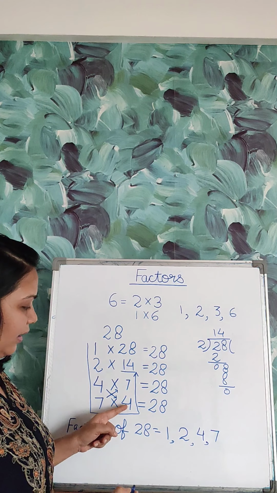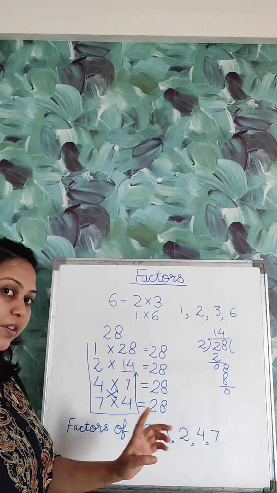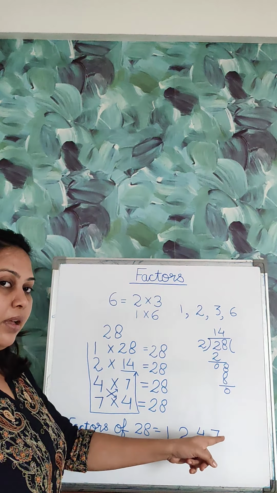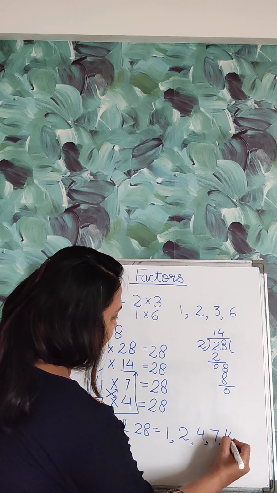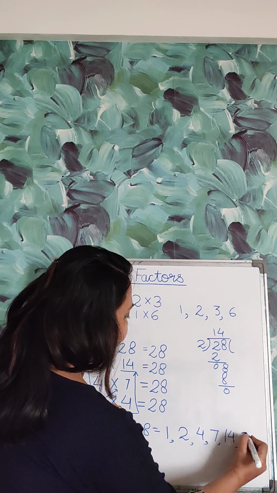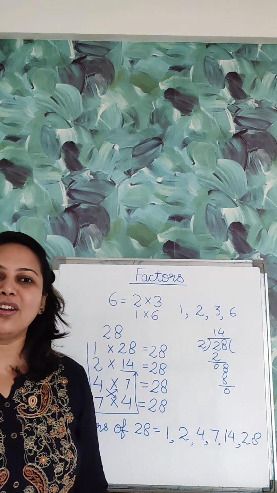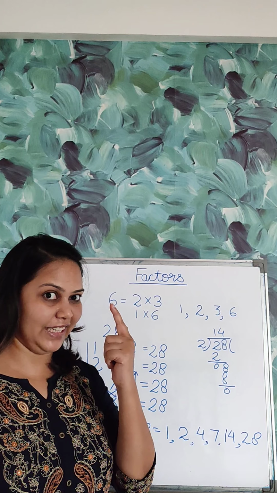And then again we have taken a U-turn and reached 4. But 4 is already written, so we will not write that. Then we have 7. 7 is already there, so we will not write that. Now we have these two, 14. And the last one is 28. So this is how we have found all the factors of 28. Right? And it is very easy.